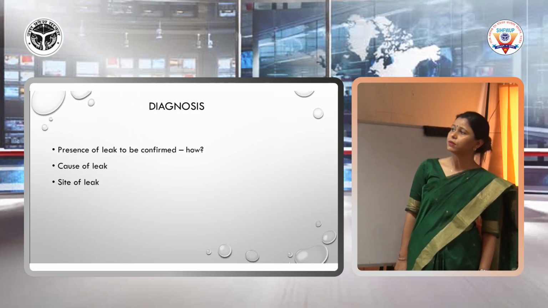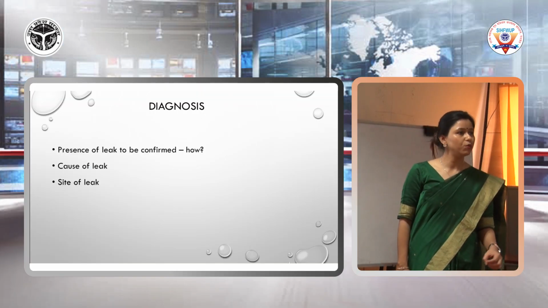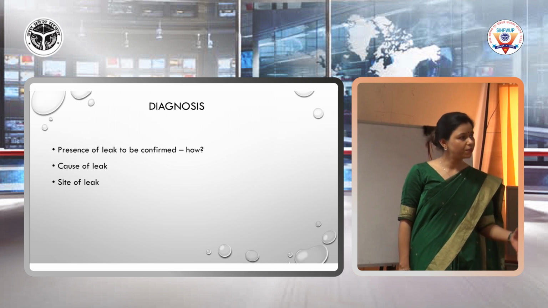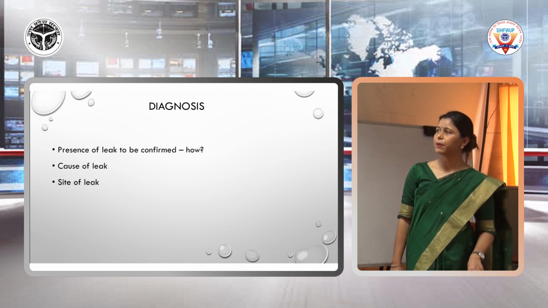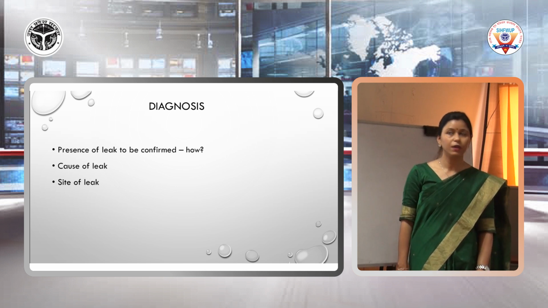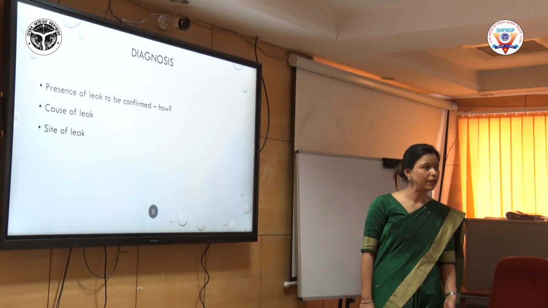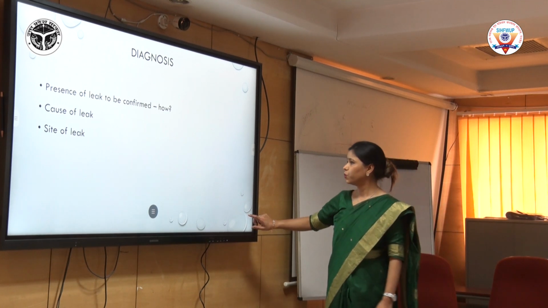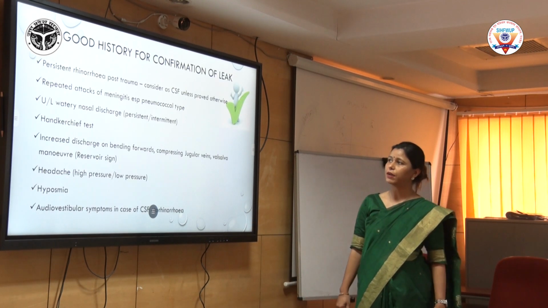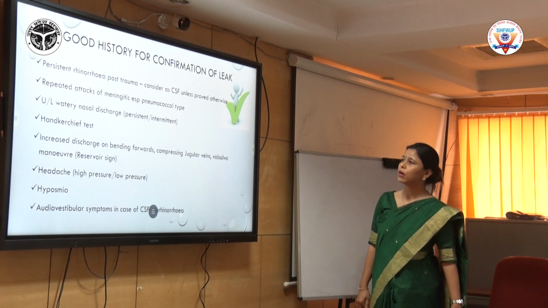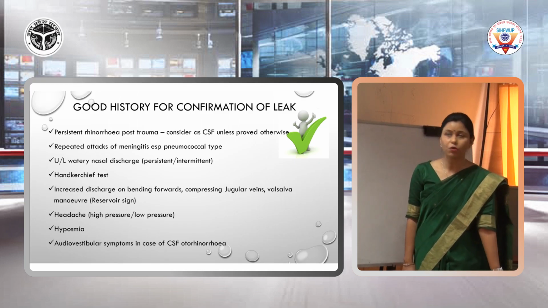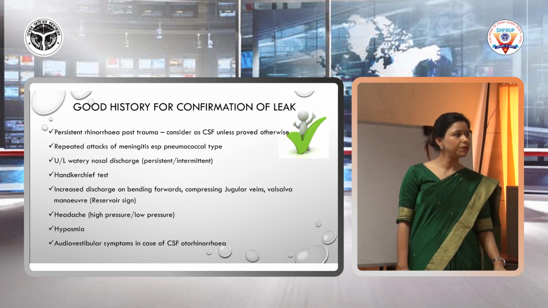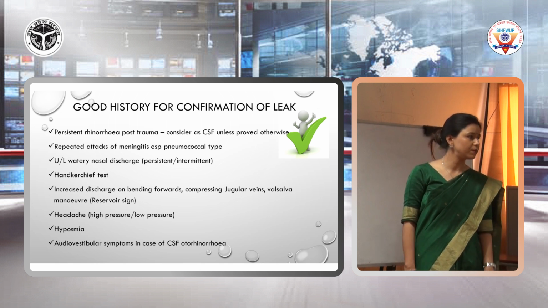So the diagnosis. First of all, we have to be clear whether it is a CSF leak or not, whether it is nasal secretion or it is CSF. So the presence of the leak has to be confirmed. Then what is the cause of the leak and what is the site of the leak? To address the leak, we have to know the site of the leak also. A good history means persistent rhinorrhea post-trauma has to be considered CSF unless proven otherwise, right?